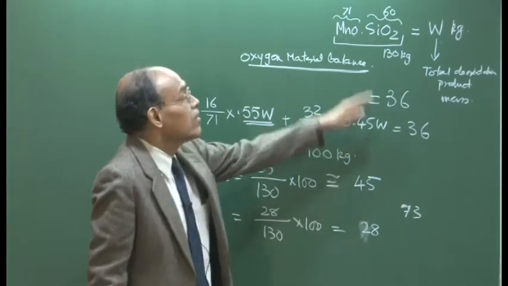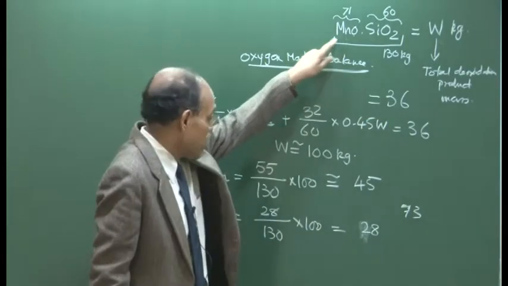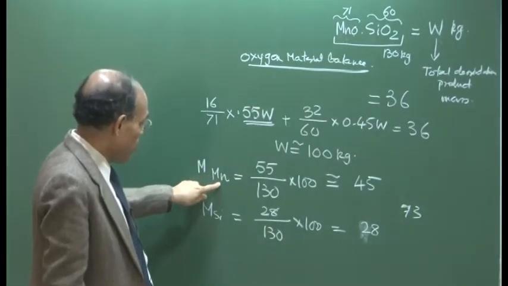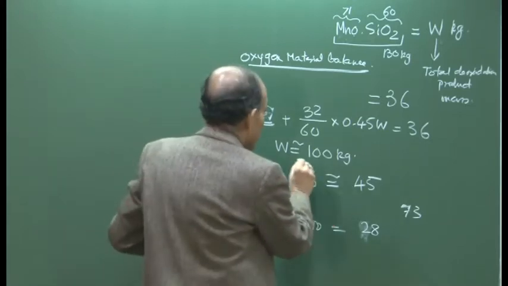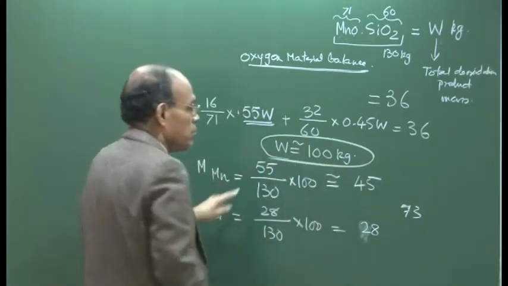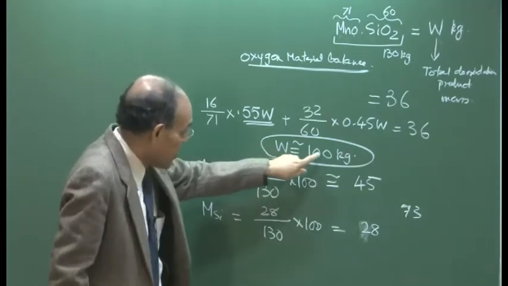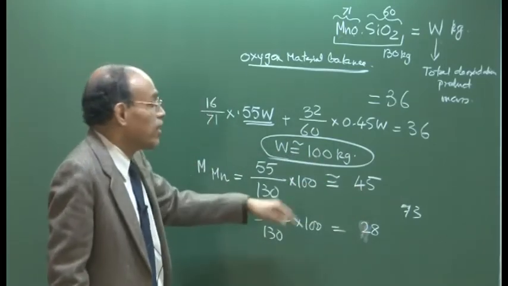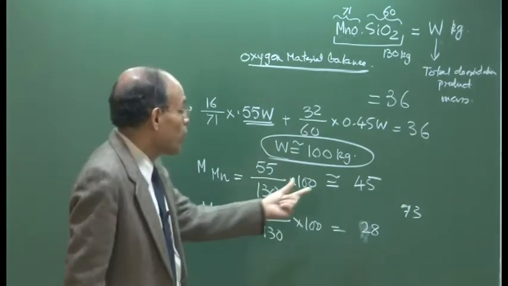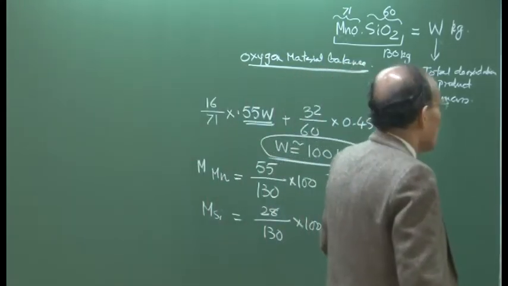The balance is obviously oxygen, because I have extracted the weight of manganese and the weight of silicon from the 100 kg of deoxidation mass. In this 100 kg I have 45 kg Mn and 28 kg Si, and therefore the balance must be oxygen. Now, if I sum up the 45 kg with how much I have, I can find out.